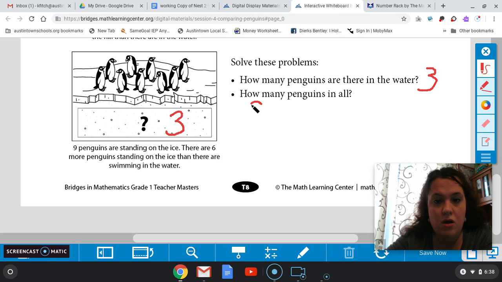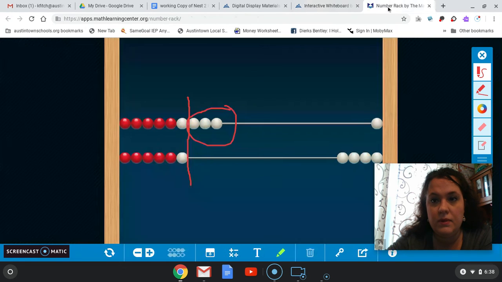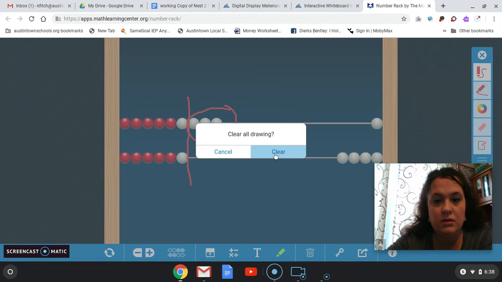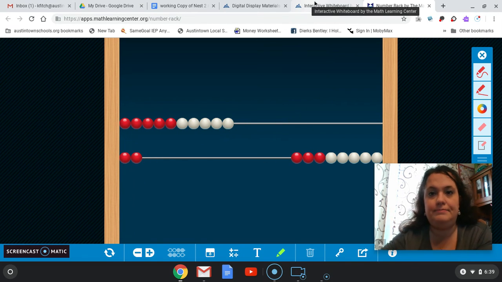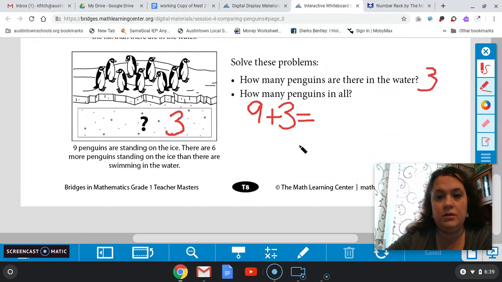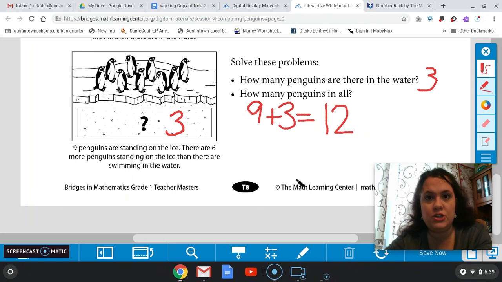How many in all? Well, I have 9 at the top plus 3 at the bottom. So let's see what that gives me. So let me move this over here. 9 at the top and 3 at the bottom. What is 9 plus 3? Well, let's replace. Make a group of 10. What we got there? Good, that's 12. 9 plus 3 is 12. Nice job, boys and girls. That was tricky, tricky, tricky.